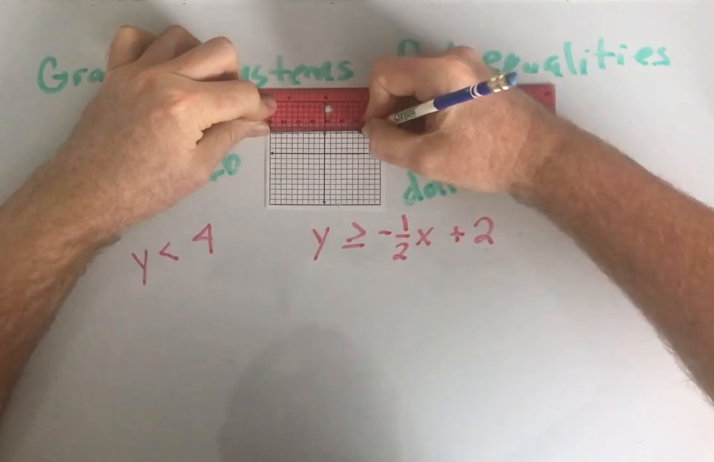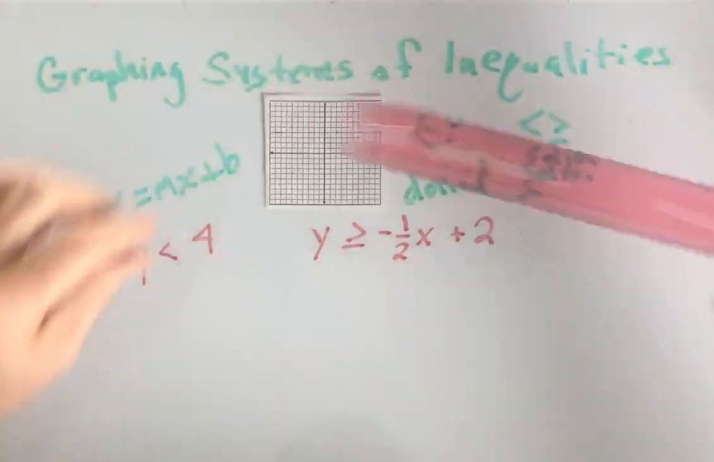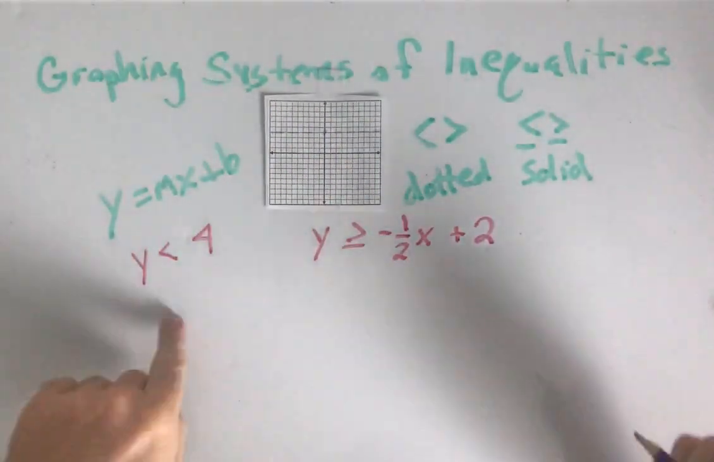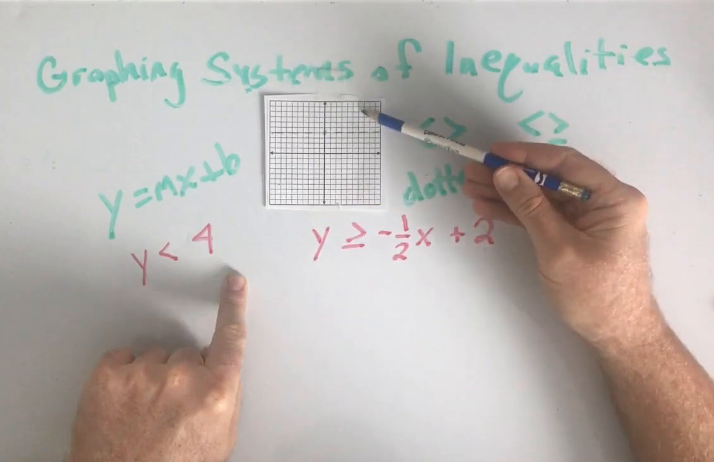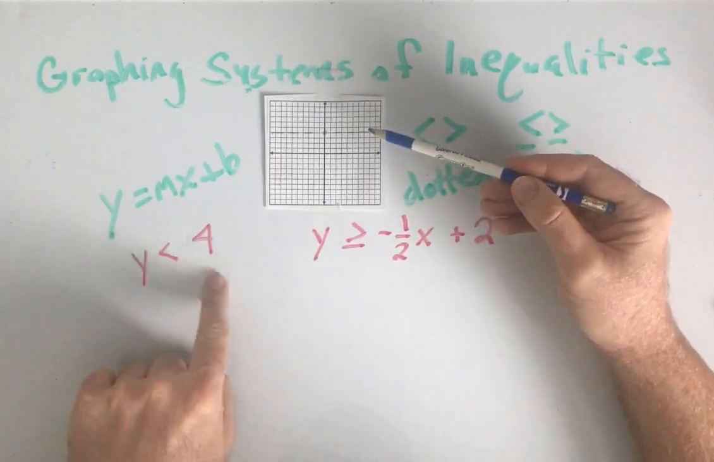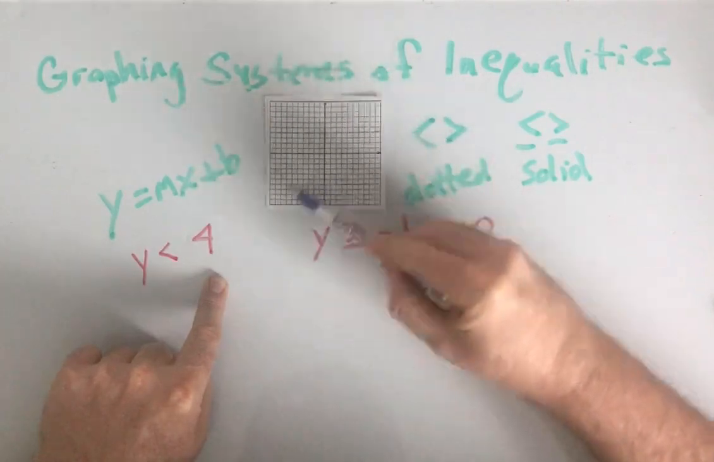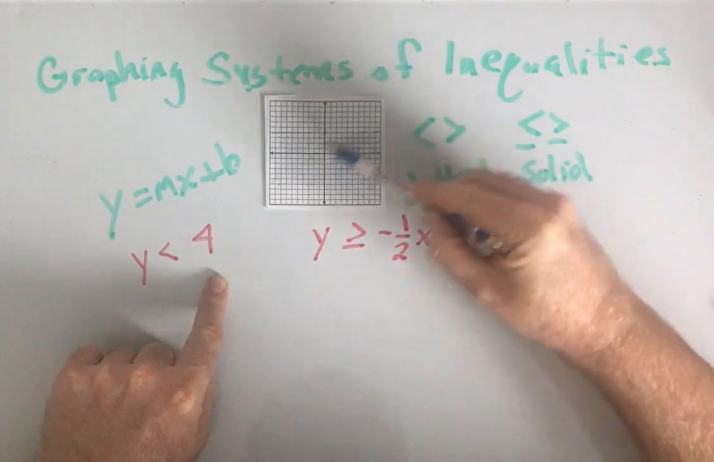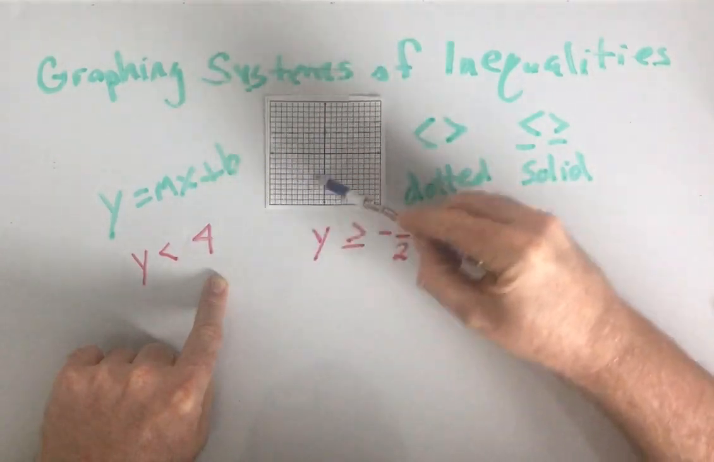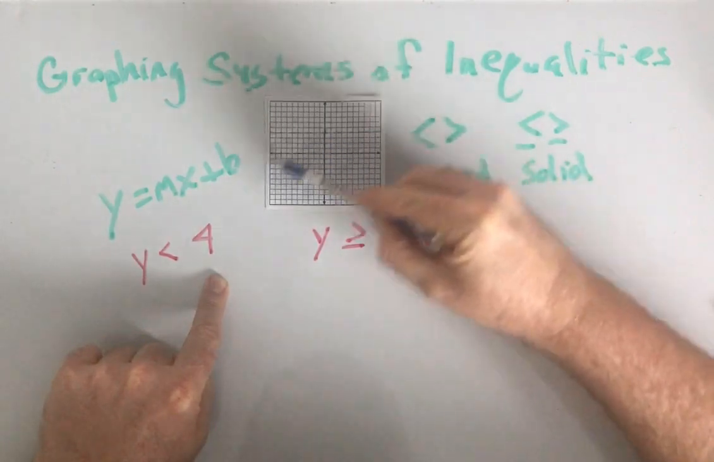So y is less than 4. So I have to ask, where am I going to shade? So where is y less than 4? Is it below 4 or is it above 4? Well, y is less than 4 is below 4. So I'm going to shade blue right here. All right. You don't have to shade too dark.